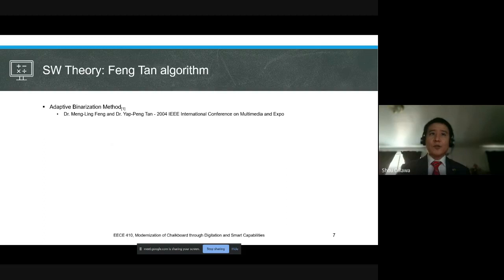So the software theory: for image processing, we have used the Feng-Tan algorithm, which is the adaptive binarization method proposed by Dr. Feng and Dr. Tan during the 2004 IEEE conference.